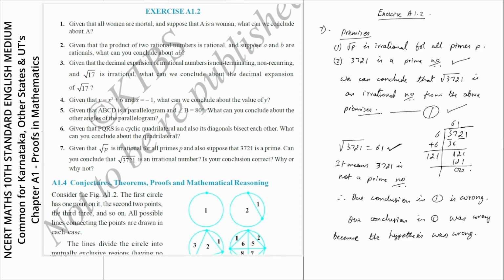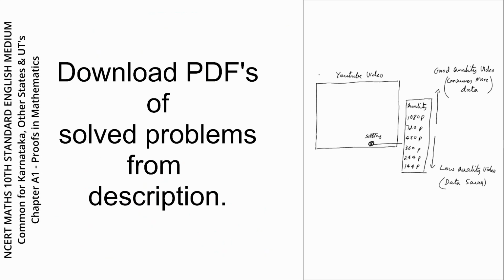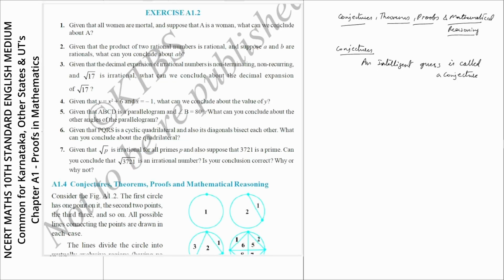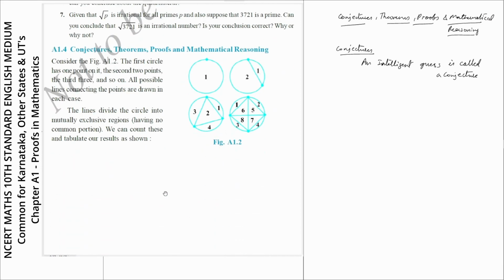In deductive reasoning, we just assume that the given statement, or the hypothesis, or the premises is true, and we go for the conclusion. But if the premises itself is wrong, then our conclusion also will be wrong. The next topic in this chapter is conjecture, theorem, proofs and mathematical reasoning.